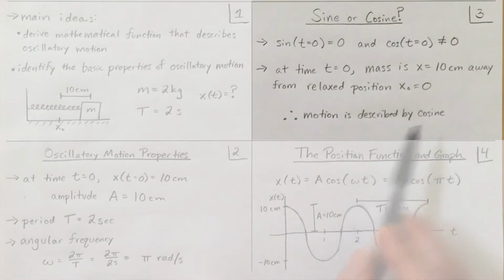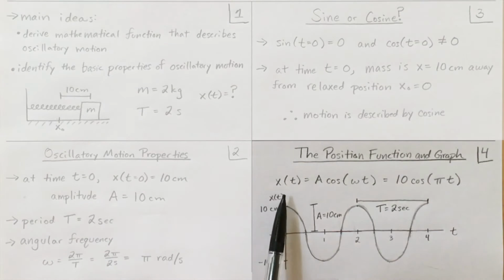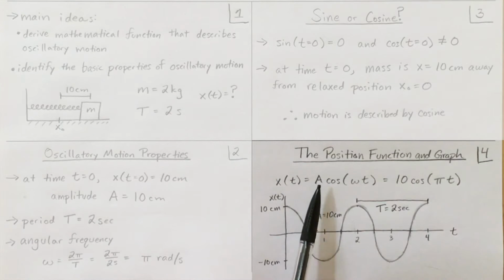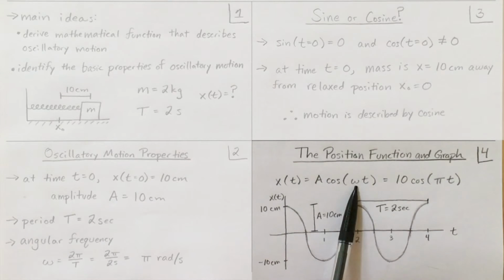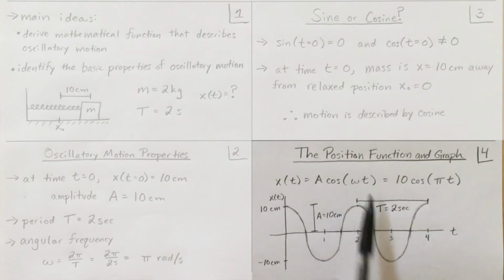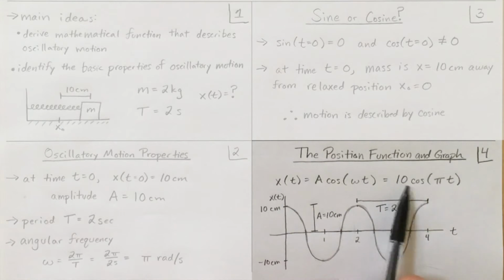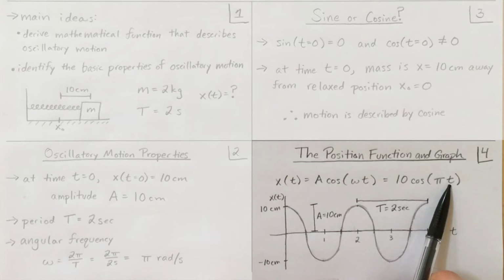using the cosine function. Putting everything together, we can write the equation of motion as x of t equals the amplitude times cosine of the angular frequency times time. Plugging in the numbers we found, this comes out to be 10 cosine of pi times t.